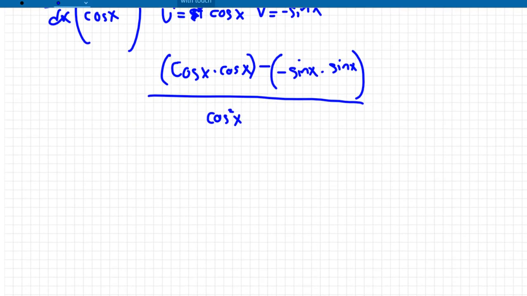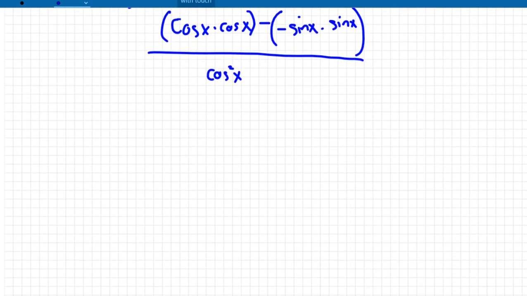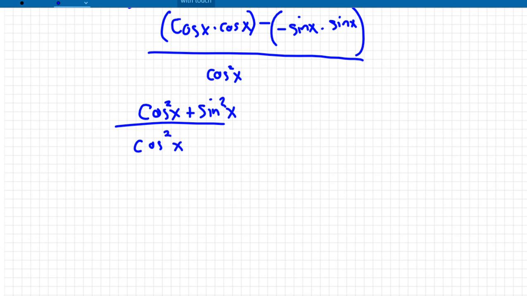And we'll go ahead and simplify this out. We actually get, is that correct? Yes, it is. So we get cosine squared x plus sine squared x over cosine squared x. Something you'll notice, or something that's actually a very important identity, is cosine squared of x plus sine squared of x is equal to 1.